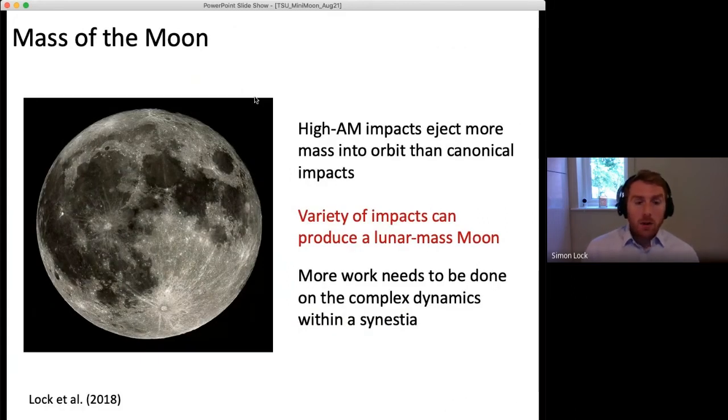And finally, the last of our previous problems is the mass of the moon.